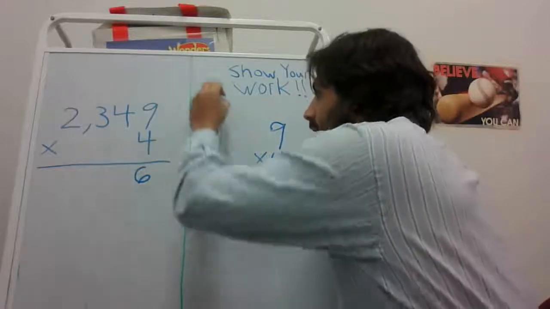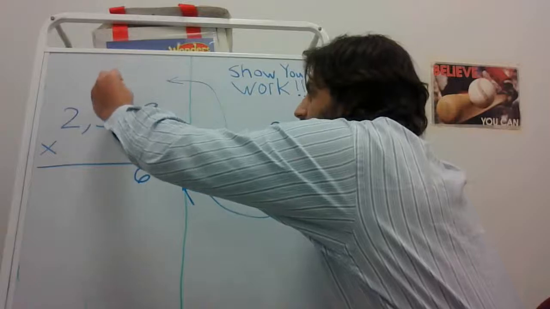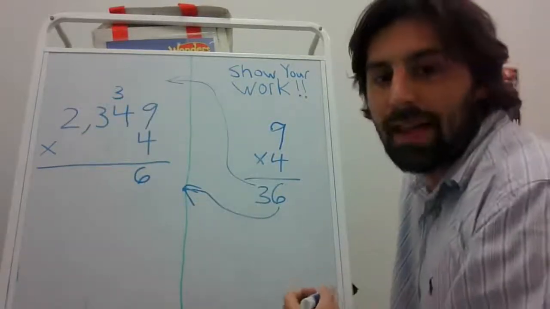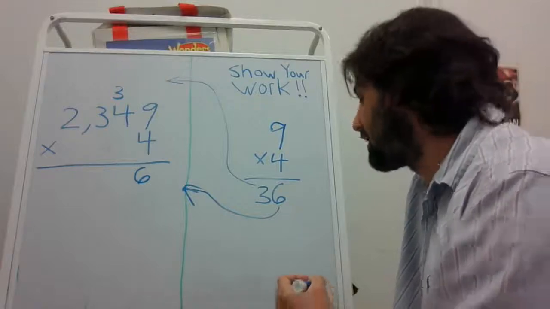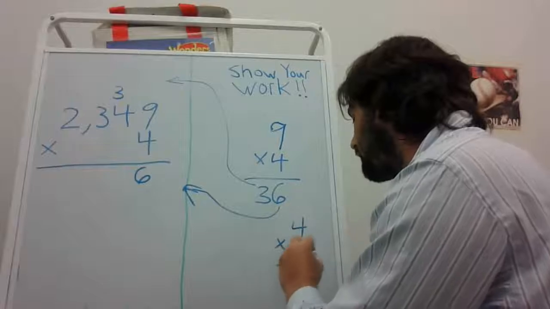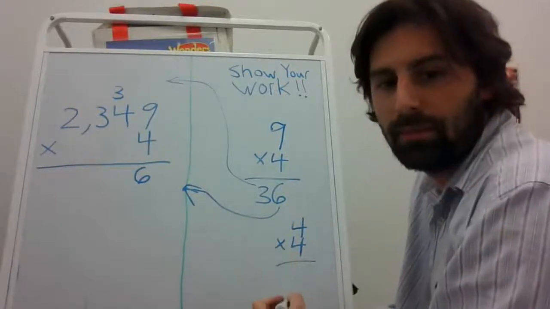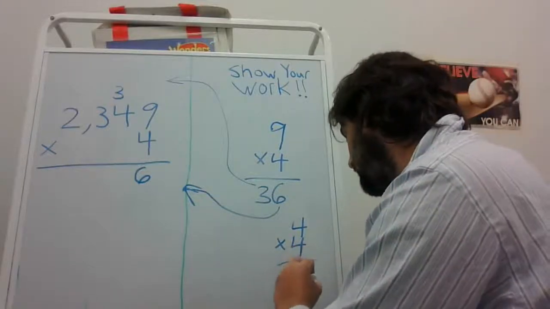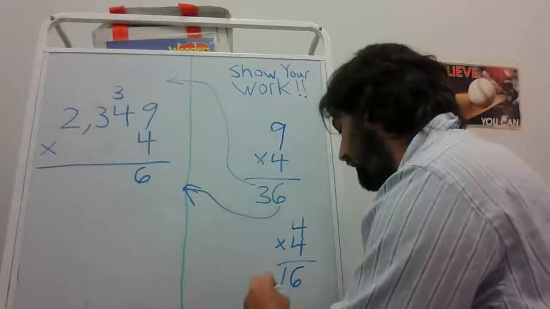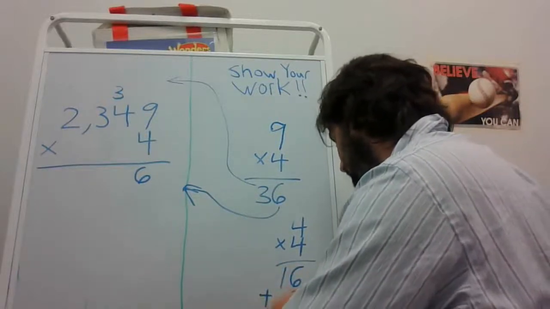And the 3 is going to go in the tens place. We're carrying over that 3. So now the next thing we're going to do is multiply 4 times 4. And after we multiply 4 times 4, we have to add the 3 that we carried over. So 4 times 4 equals 16. Now, since we carried over the 3, we're going to add that to our answer. So 16 plus 3 equals 19.